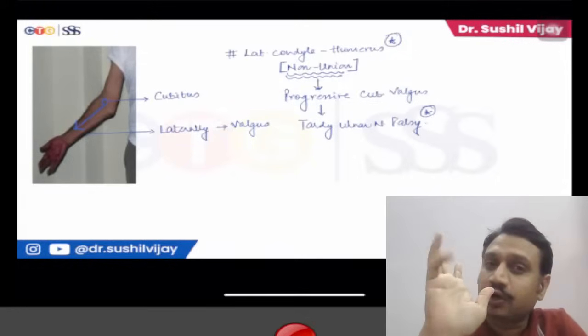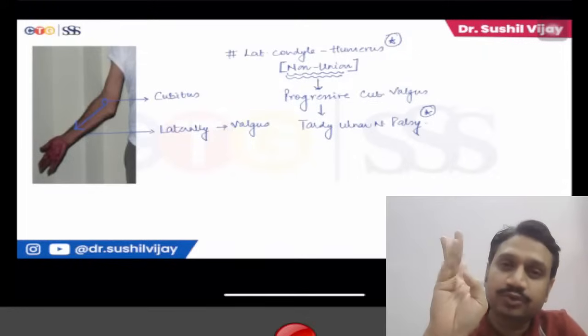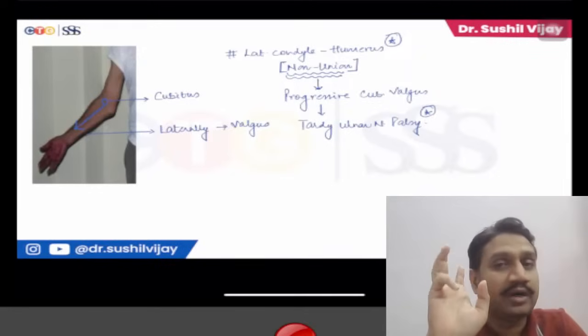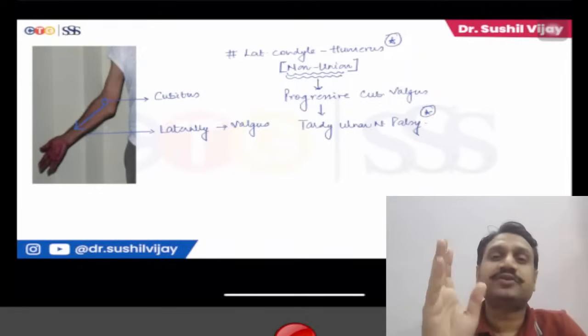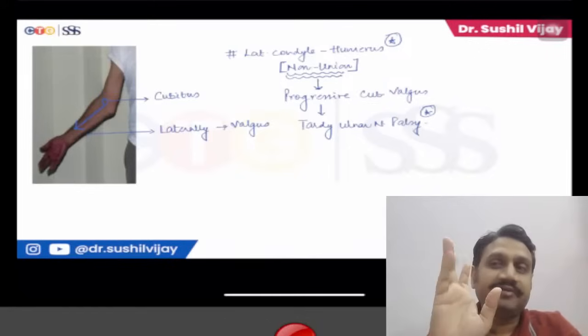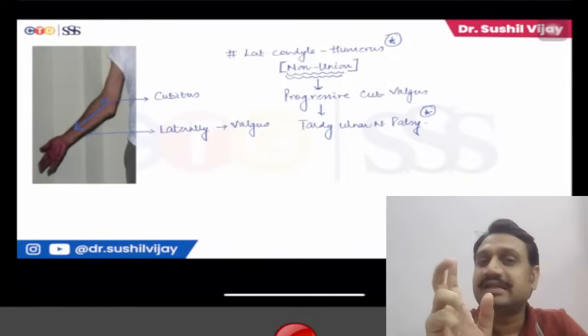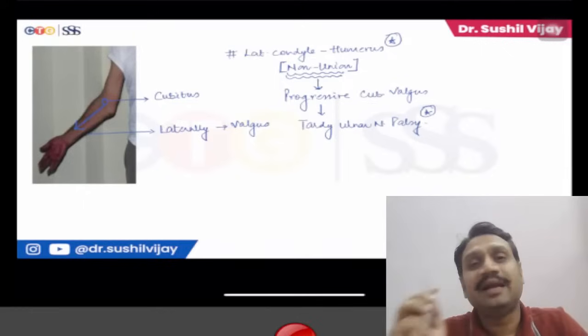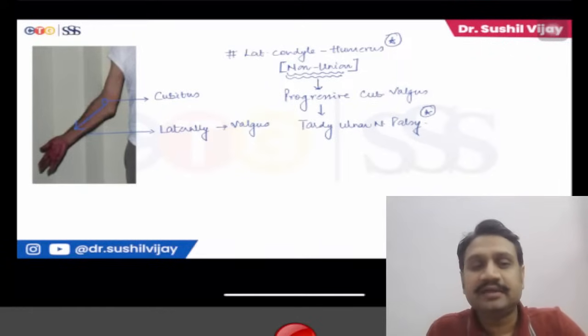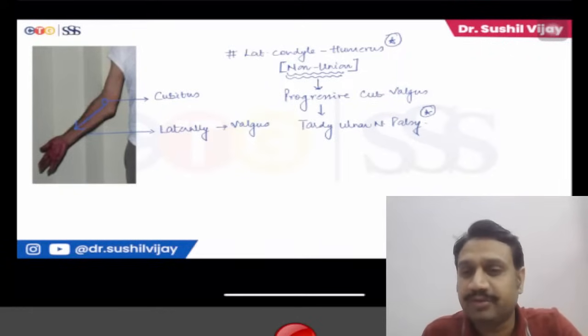So whenever there is a clawing of the ulnar two fingers, or there is tingling or numbness, don't always search for the reason on the medial side. The deformity, the trouble is on the medial side, but the fracture is on the lateral side. So this is one cross area which can be done wrong in the exam, so be very, very careful.